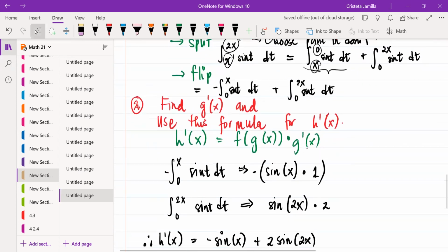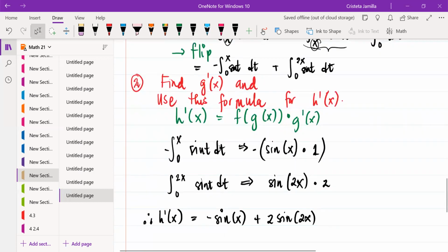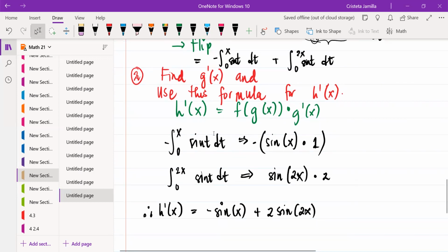And then finally, we apply this formula, h prime is equal to f of g times g prime, which is basically your chain rule, right? So we need to find g prime for each of these functions. For the first integral, we have the negative of the integral from 0 to x of sine of t dt. The derivative of this integral would be sine, and then t will be replaced with x, and then multiplied by the derivative of x, which is 1.